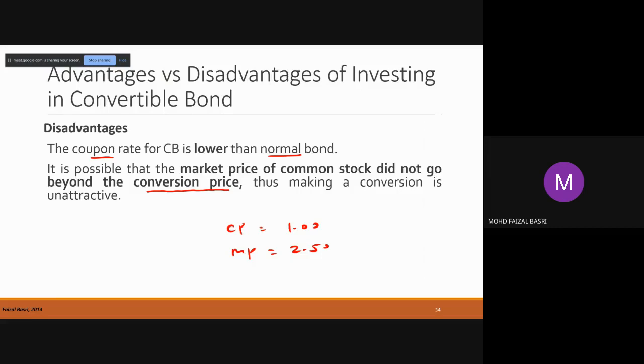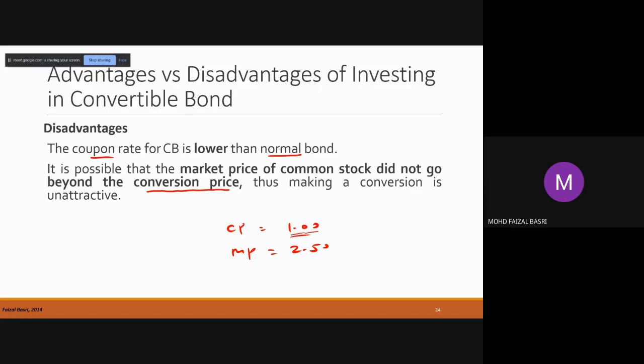So if I want to buy that stock, I have to pay 250 per unit. But as a convertible bond holder, I can buy the stock at RM1 because the conversion price is only RM1, katakan. So this is attractive. I boleh beli pada harga lagi murah daripada market.